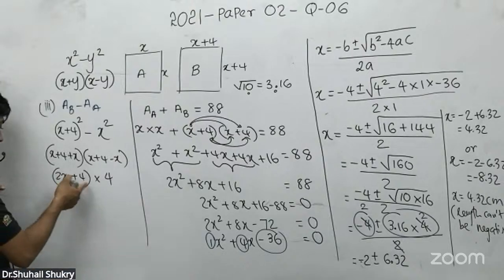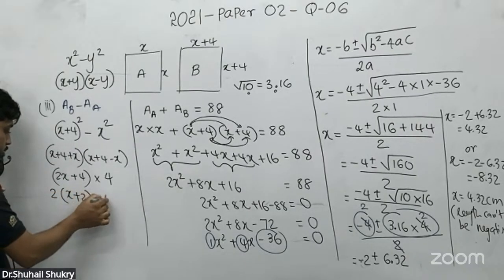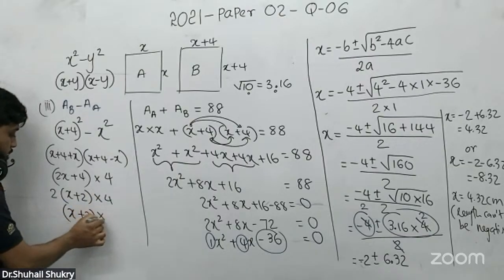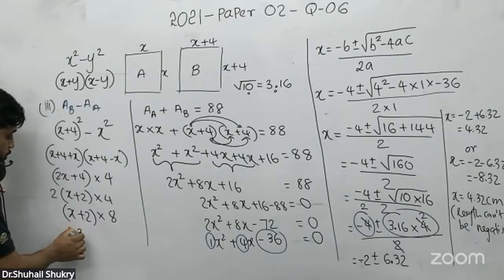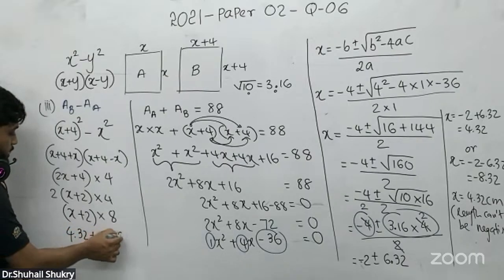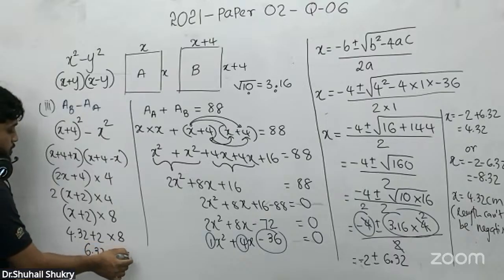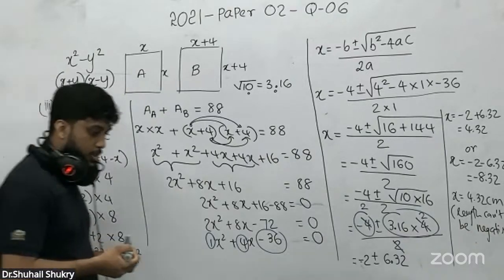If I take 2 out, what will be here? 2 times x plus 2, times 4. Then 2 and 4 I can multiply together. So I will get x plus 2 times 8. X is how much? 4.32. Now for x I will put 4.32 plus 2, times 8. 4.32 plus 2 means how much? 6.32 times 8, you get the answer in centimeter squared. Then they have asked to show this. Can you understand this?